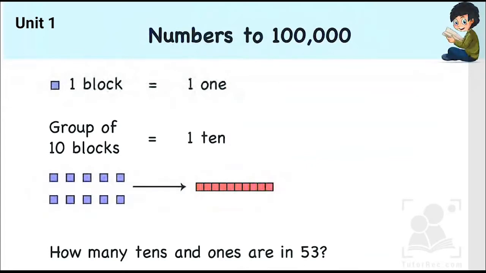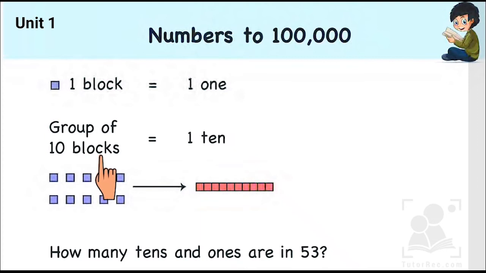Hi kids, in today's video we are going to start with unit 1, which is about numbers to hundred thousands. So let's start. Kids, this unit is basically a quick recap of the unit that we covered in the previous grade 2. Let's start. One block is equal to 1 one. This is one block, it means this is one unit.